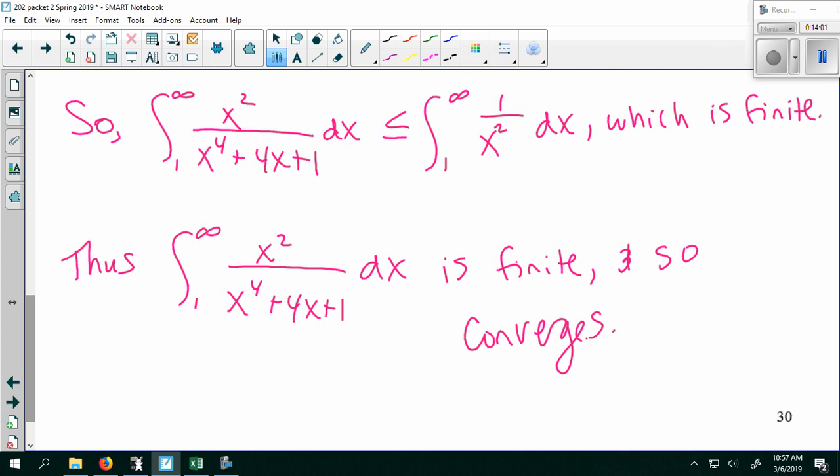That is a proof, right? So I wrote some sentences. I proved to you that that integral converges. It is smaller than a convergent integral, so it has to also converge.